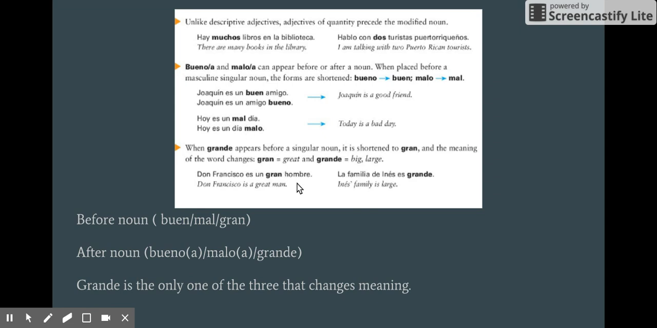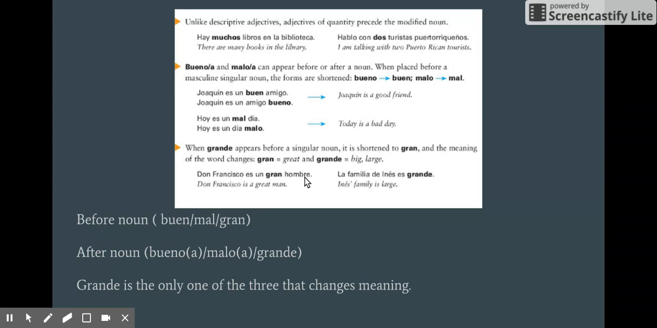The only one that changes meaning of these three is grande. When it appears after a noun, it's talking about its physical characteristic. So it's big, large, physically large. Whereas if it's before, it's talking about a great man, a great structure, something that's worthy of recognition, I guess, or something like that.